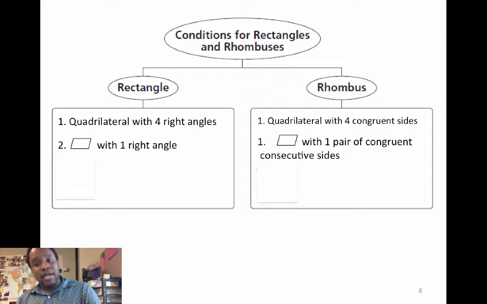A rhombus, on the other hand, focuses on the sides. So it's a quadrilateral with 4 congruent sides, and it's a parallelogram with 1 pair of congruent consecutive sides. So with rhombuses, we focus on the sides, and with the rectangles, we focus on the angles. But also keep in mind that both of these are types of parallelograms. So they still hold all of the conditions of parallelograms. Like opposite angles are congruent, consecutive angles are supplementary, opposite sides are congruent.